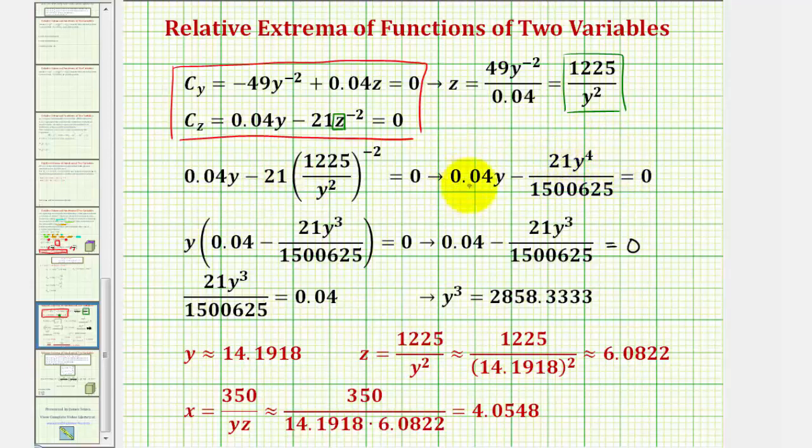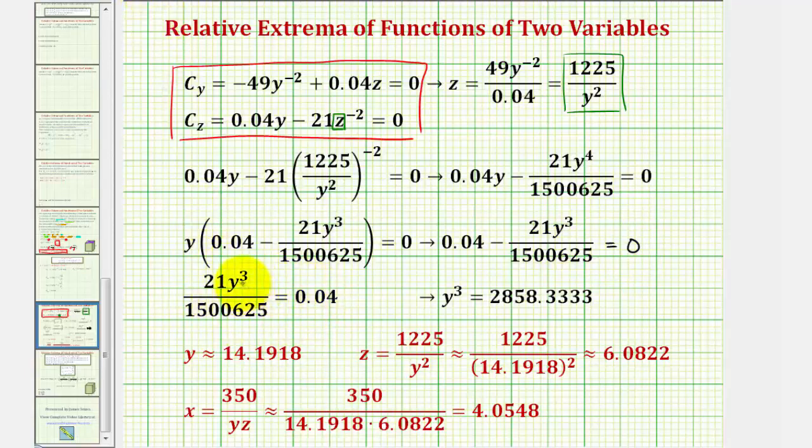Now that we have an equation with just one variable y, we want to solve this for y. So for the first step, there is a common factor of y. So y equals 0 would satisfy this equation and would be a critical point, but we know we're not going to have a dimension of 0, so we'll just ignore that value and set this expression here equal to 0 and solve, which is what we see here. So we're going to isolate the y cubed term and then cube root both sides of the equation. So if we add this fraction to both sides of the equation and then change the order of the equation, this is what we would have.